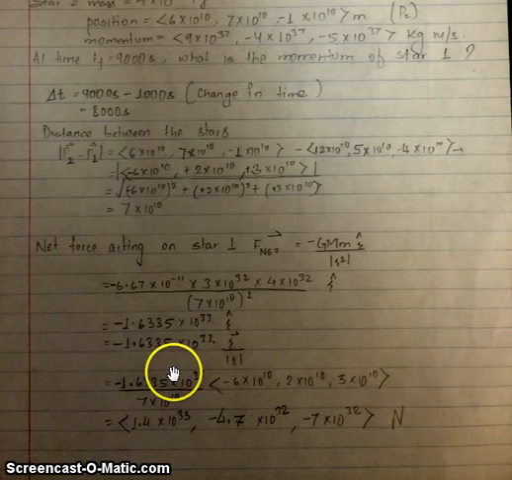To find the unit vector, we take the resultant vector and divide it by the magnitude of this same resultant vector. After we do this, we get the net force acting on star 1, which is 1.4 times 10 to the 33 in the x component, negative 4.7 times 10 to the 32 in the y component, and negative 7 times 10 to the 32 in the z component, in Newtons.